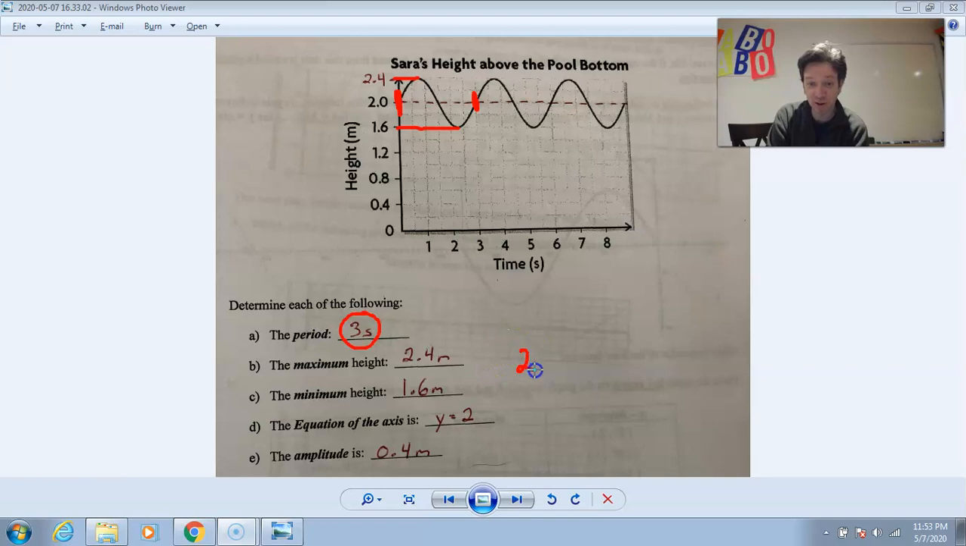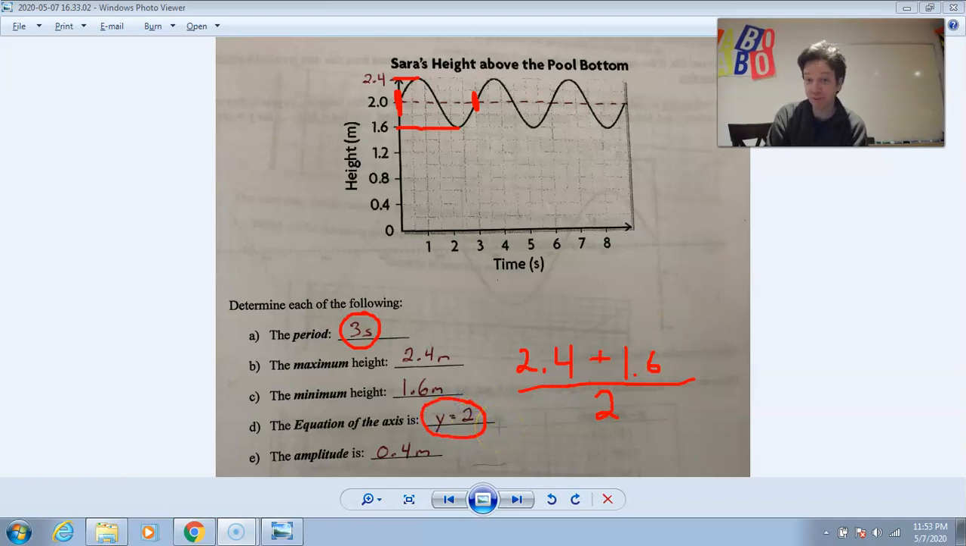So you can do 2.4 plus 1.6, all divided by 2. Right, so if you did that, 2.4 plus 1.6 is 4, divided by 2, you get 2. So the equation of the axis is y equals 2.